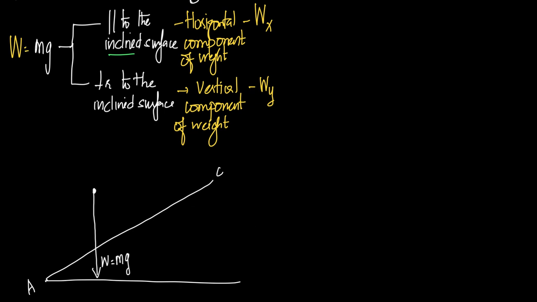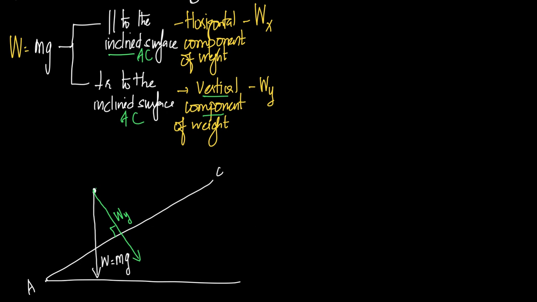What do we need? One force which is acting perpendicular to the surface. The inclined surface is AC, right? The one which is the vertical component is Wy, which means this vector here represents Wy, right?